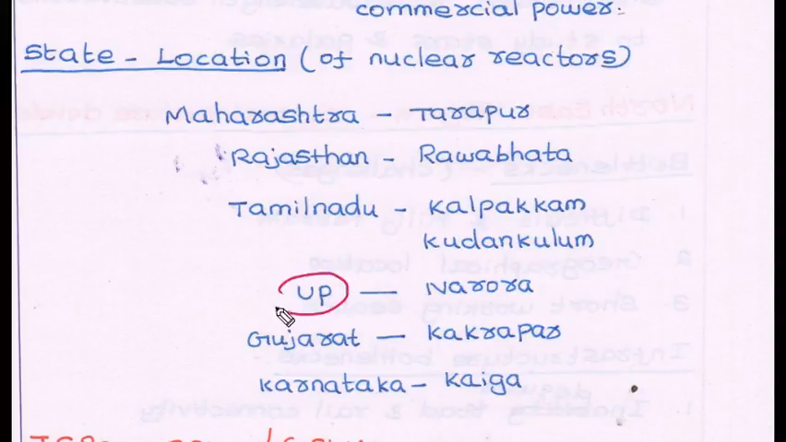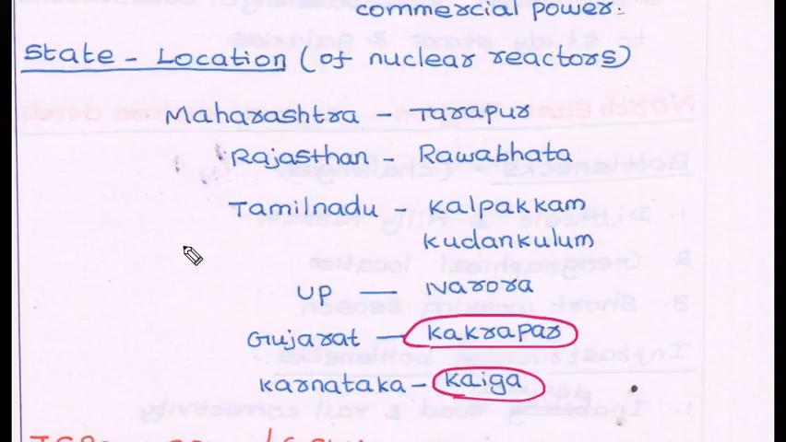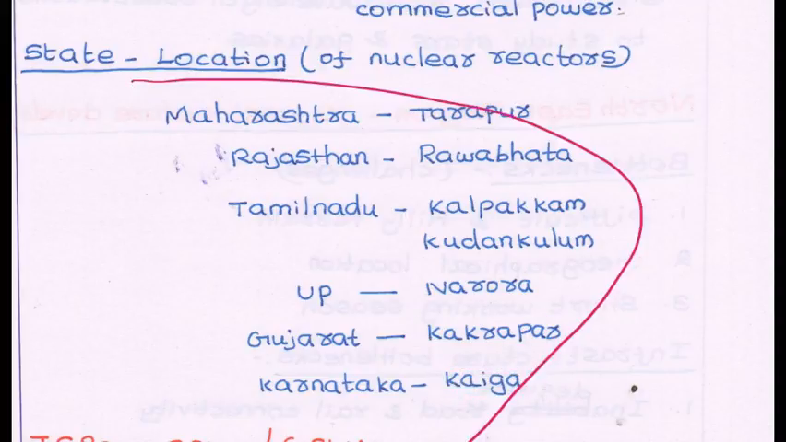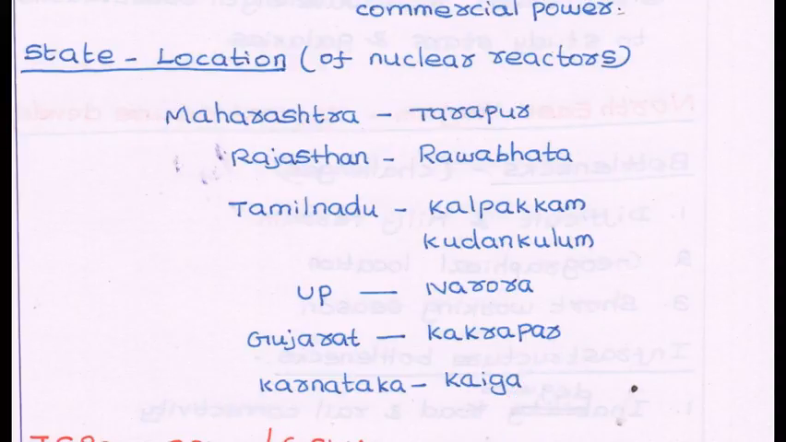In Uttar Pradesh, there is a nuclear facility located in Narora, in Gujarat, there is a nuclear facility located in Kakrapar, and in Karnataka, there is a place called Kaiga where a nuclear complex is located. So revise this area 3 to 4 times so that you remember the place and state, because it is factual information.